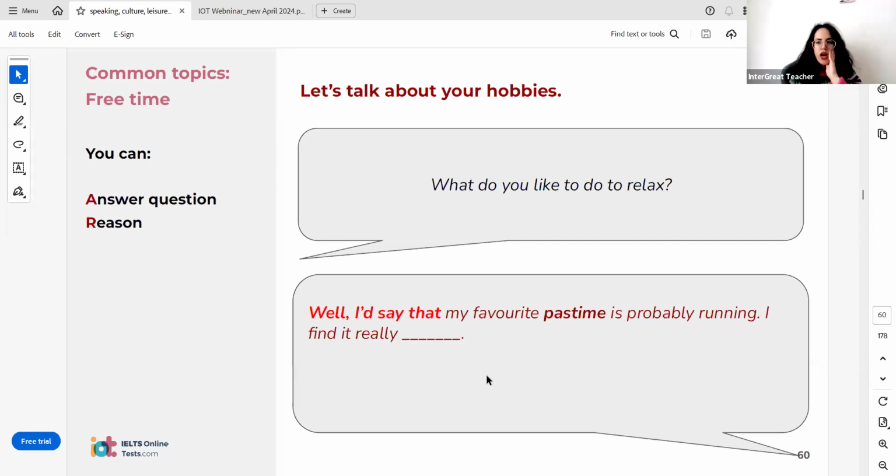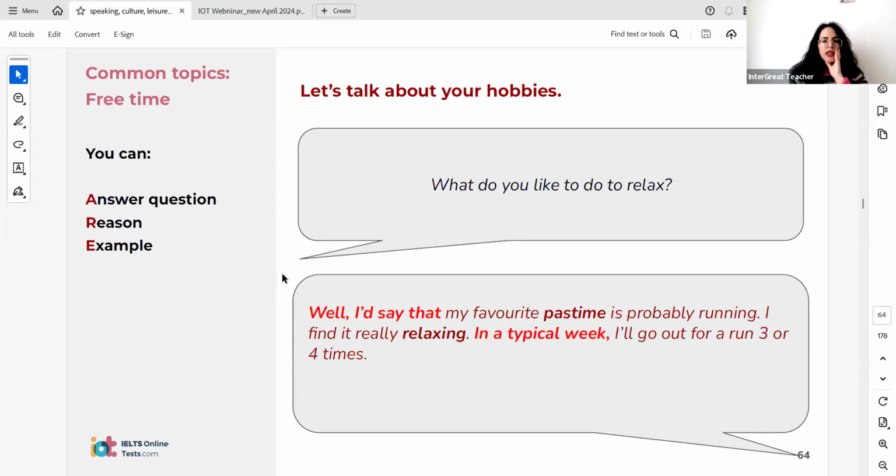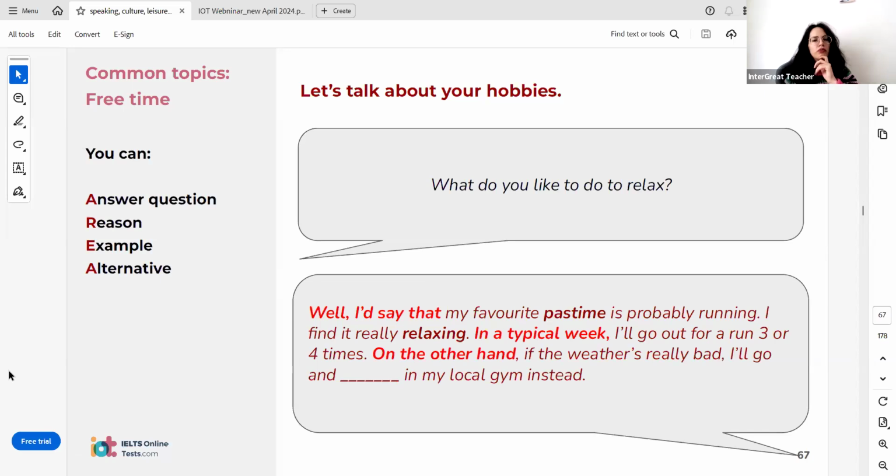So I say, I find it really relaxing, right? And then I can give an example for it. In a typical week, I'll go out for a run 3 or 4 times. Then I can also give an alternative. Alternative means another thing, for example, that I do, or if I can't run, what do I do? So I can say, on the other hand, if the weather is really bad, I'll go to my local gym instead. What do we do at the gym? Exercise at the gym, workout at the gym, train could also work. Yeah. So that's the alternative.